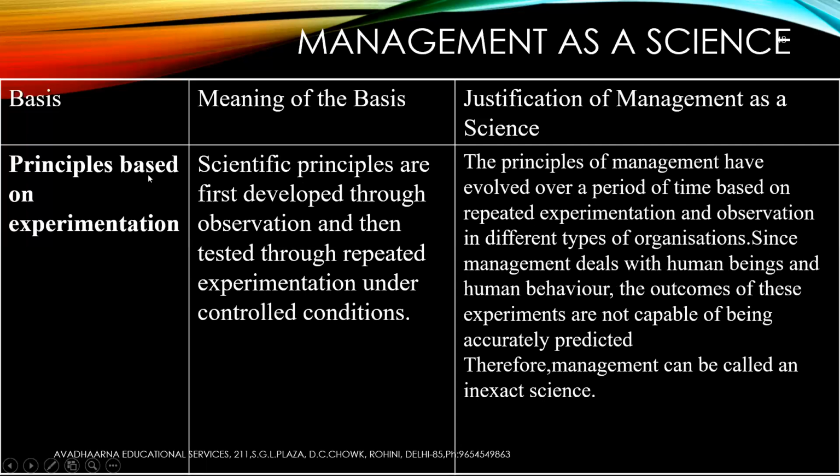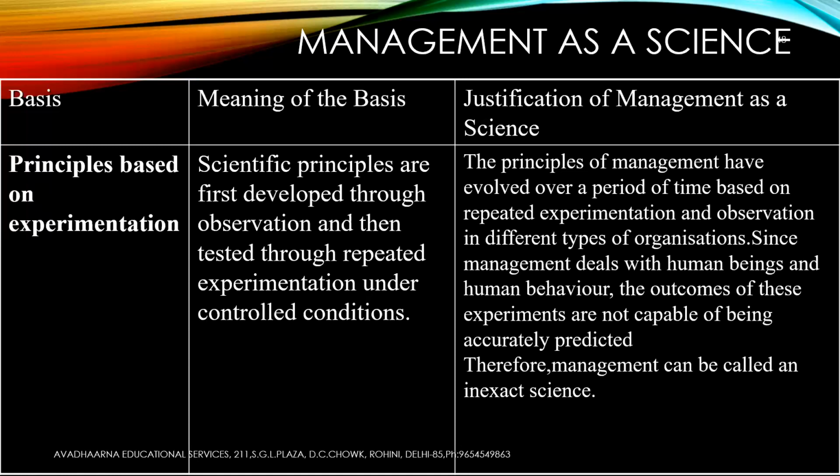The second feature is principles based on experimentation. The meaning of this basis is that scientific principles are first developed through observation and then tested through repeated experimentation under controlled conditions. And if we get the same result again and again, we come up with that theory. Fine. So the principles or the theory of science are termed pure science principles. For example, we say in science that the angle of incidence is always equal to the angle of reflection.